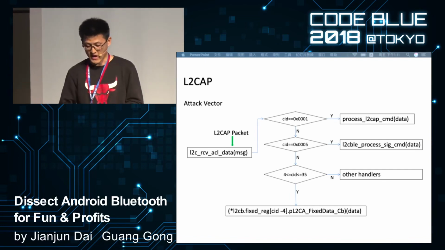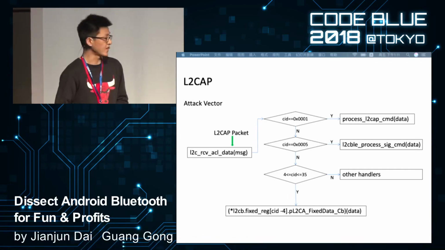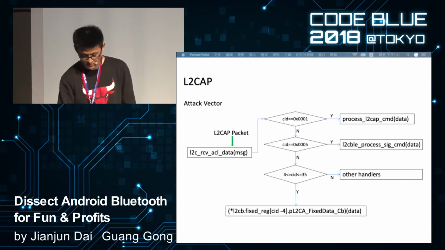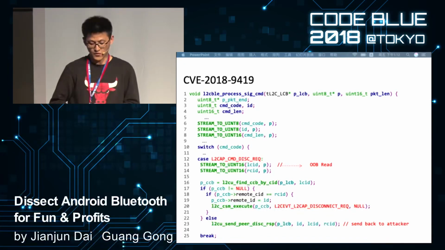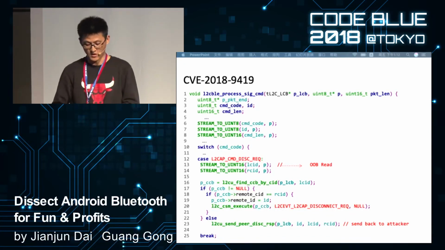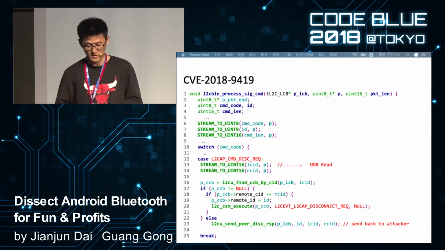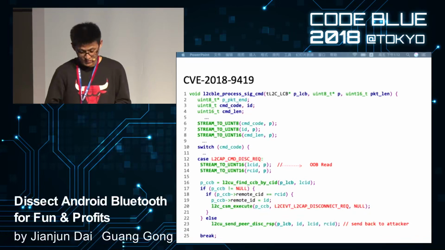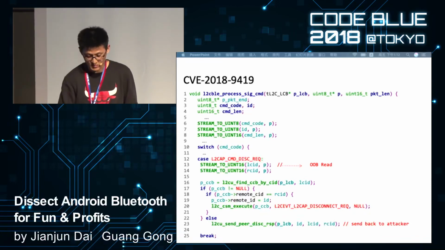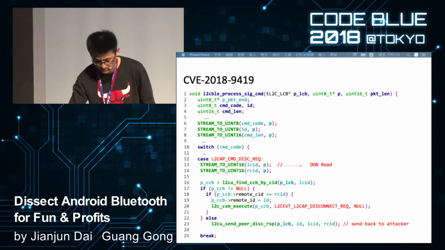I will discuss some bugs in these data processing functions. CVE-2018-9419 is an information disclosure vulnerability. It was found in the function L2CBLE process sig CMD. Let's have a look.